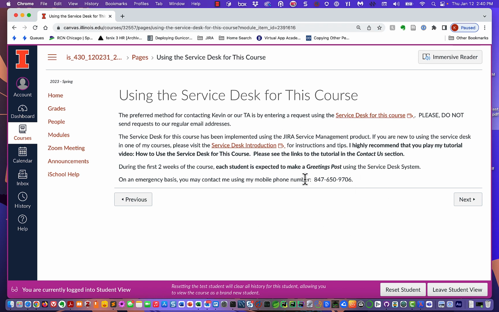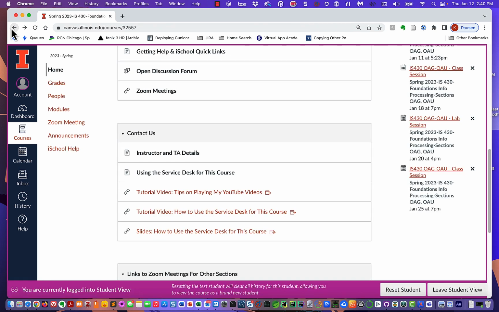In an effort to make the length of this introductory lecture manageable, I'm going to leave it at that, okay? And I'm going to point you to the tutorial video on how to use the service desk for this course. That's right here. And there are slides for it that serve as a cheat sheet on how to use the service desk. So you may want to download those.